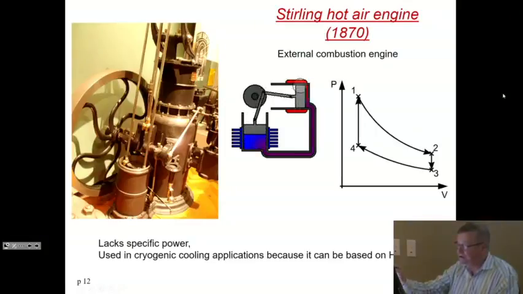You have an external source of heat that expands here, and this expanding air is sent then into an external source of cold. So you have the hot reservoir and the cold reservoir at the same time, a hot piston and a cold piston, and the motion is coordinated between the two. This is a very, very old engine, one of the oldest engines there was. It's also rather enormous. In other words, it lacks specific power. You have a very small load of gas to move a large machine. Now, it still is used in some very limited applications, cryogenic cooling applications, where it is based on helium gas.